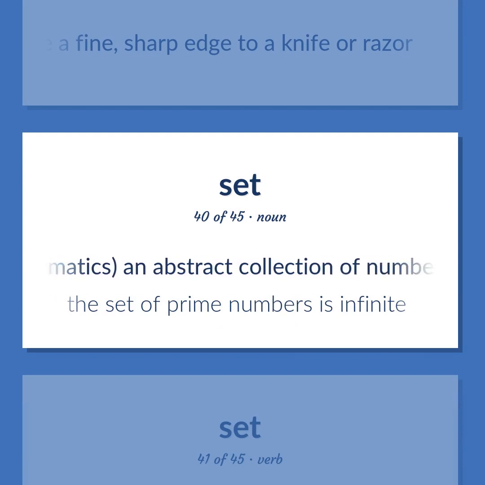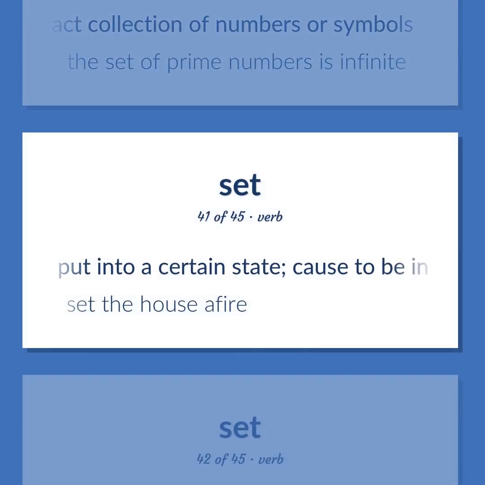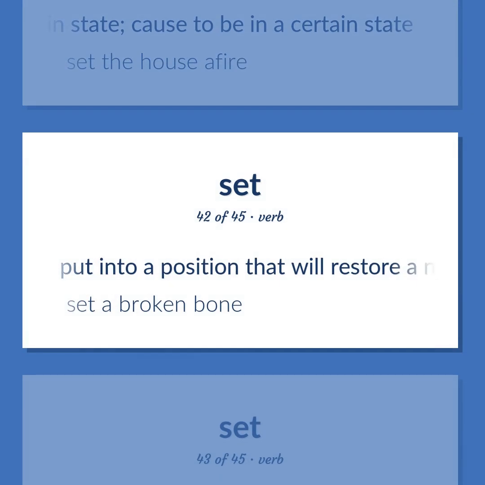Mathematics, an abstract collection of numbers or symbols. The set of prime numbers is infinite. Put into a certain state. Cause to be in a certain state. Set the house afire. Put into a position that will restore a normal state. Set a broken bone.